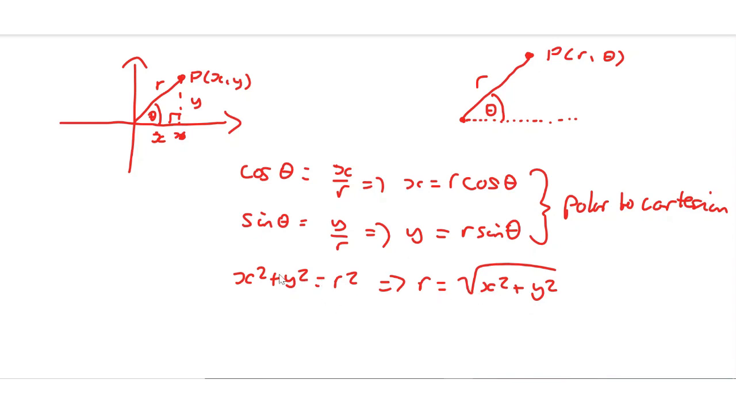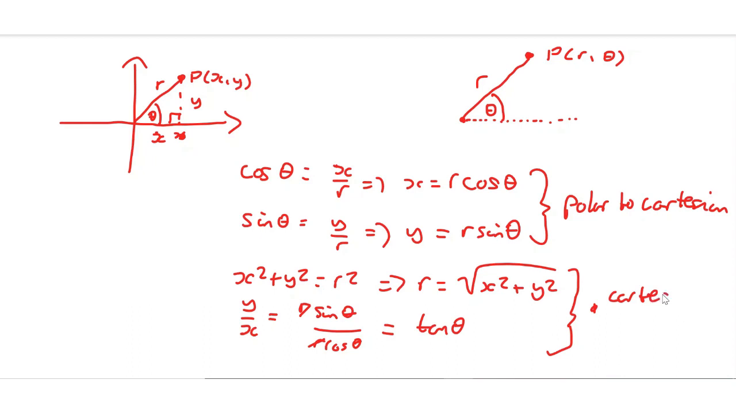So we take positive r here, and then if we divide y by x, we see that that's equivalent to r sine theta over r cos theta. These r's are non-zero, so we can cancel, that's fine, and that's equal to tan theta. So y over x is equal to tan theta, and we can use that to solve for theta. So now we have equations for r and theta. This is Cartesian to polar.